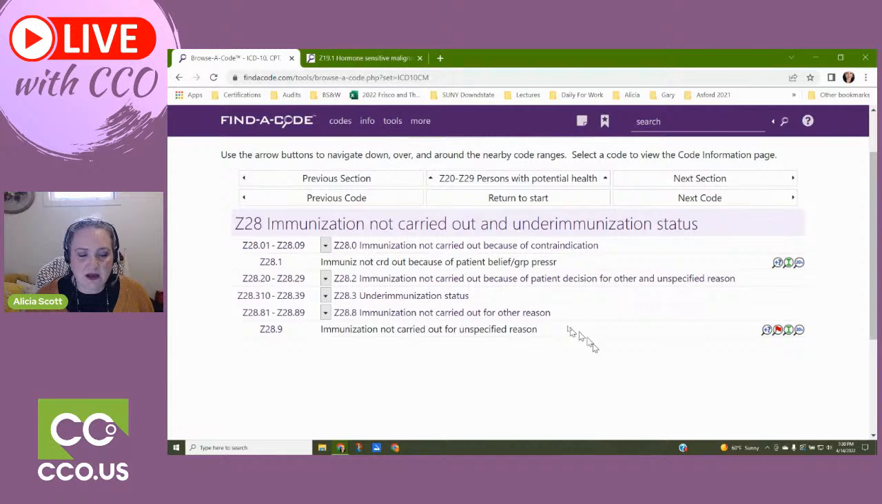Let's see, because of a patient's belief, patient's decision for other and unspecified reason. They're just an under immunized status and not carried out for other reasons. So, why are we documenting this? Statistical purposes. We need to know that this person has a contraindication. So, therefore, they weren't given tetanus, because it's protocol to give tetanus if you haven't had one in 10 years, and etc.